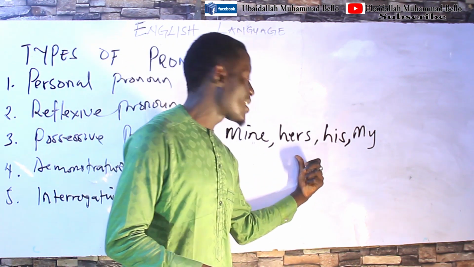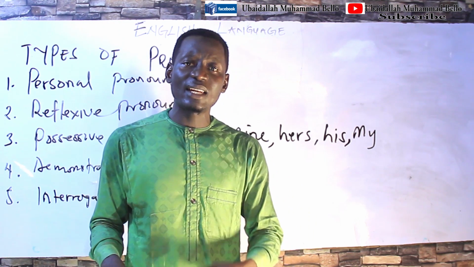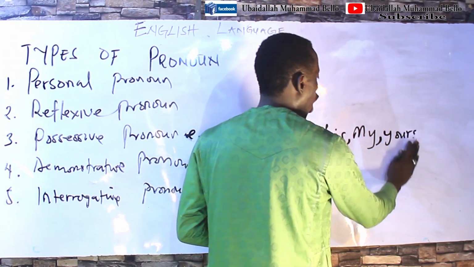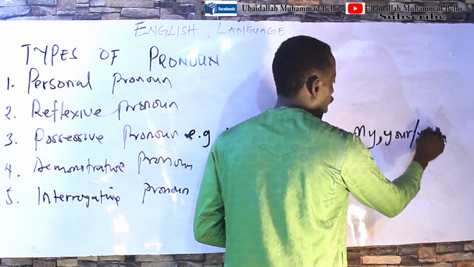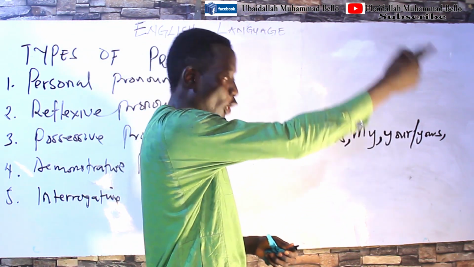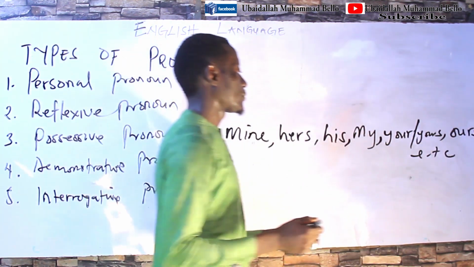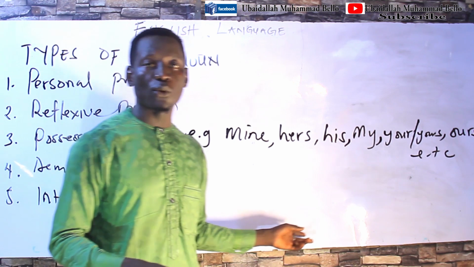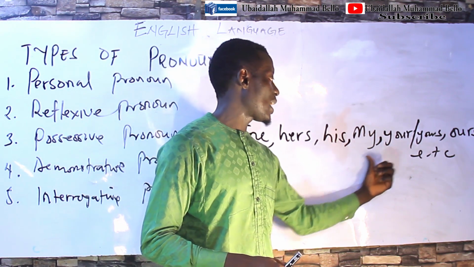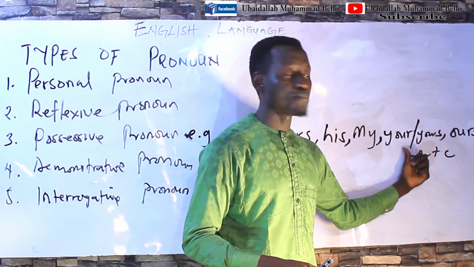The same thing happens with hers. And this is just to mean that it is not mine, it is not yours, it is hers. So we can also include your, or yours. Hers, his, mine, your, yours, and the rest. Ours, etc. So these are very important for you to know which one is singular and which one is plural. This is singular, singular, singular. This one too is singular. This is both singular and plural.